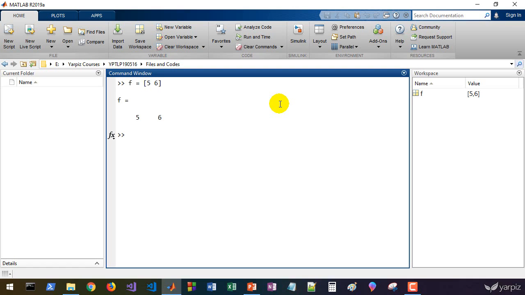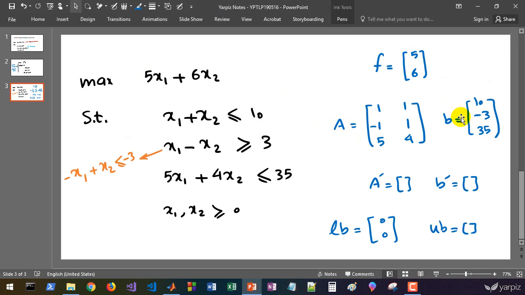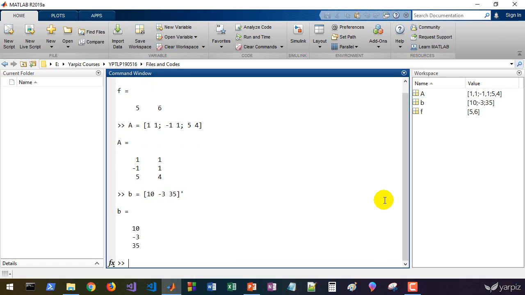And F equals 5 and 6, and A, let's define this as A: 1, 1, and in the next row we have -1 and 1, and in the next row we have 5 and 4, and B equals 10, -3, and 35. We can transpose it to have a column vector.